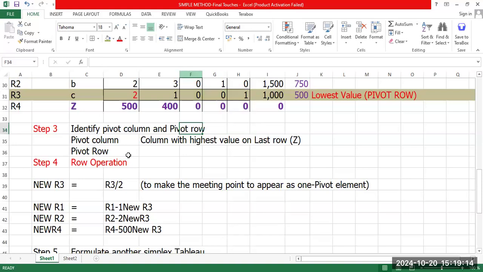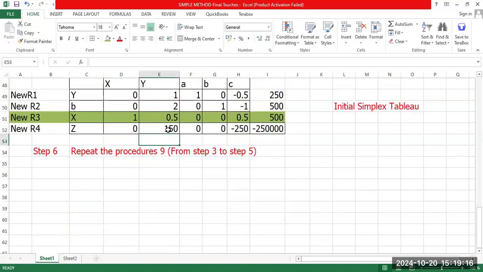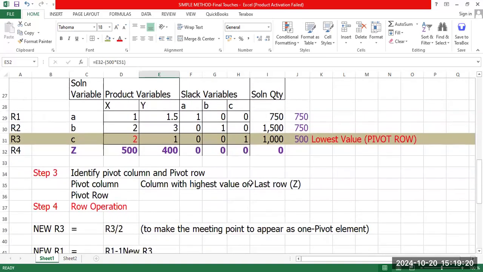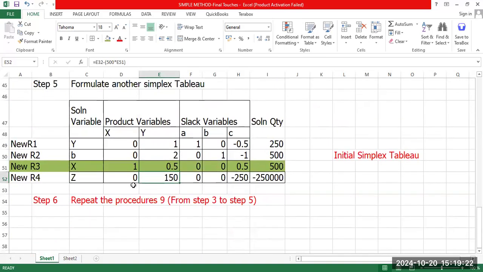So what is your pivot column, colleagues? The pivot column is the column with the highest value on the last row. Last row is this one. The highest value is this one. So pivot column is this.